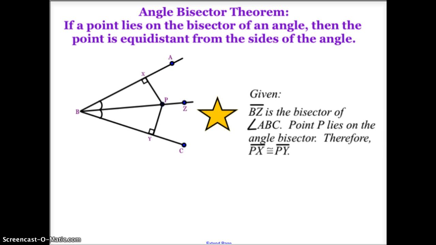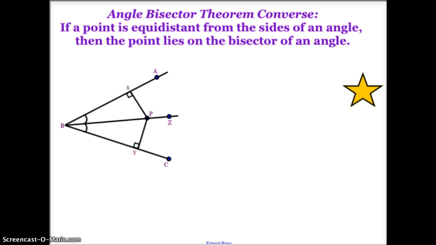Given line segment BZ is the bisector of angle ABC. Point P lies on the angle bisector. Therefore, point P is equidistant from the ray BA and ray BC. It's equidistant from the two sides of the angles. Therefore, PX and PY are congruent.